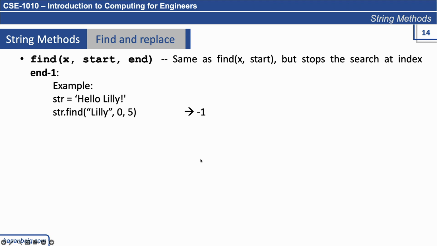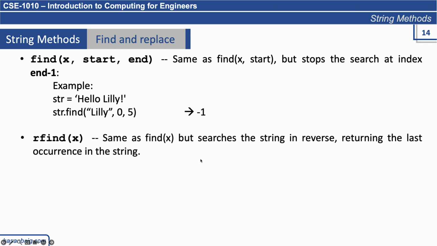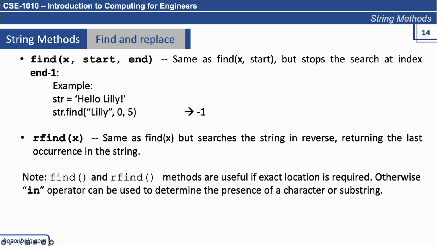Okay, good question. There is another method, rfind, which searches for the element in reverse order, starting from the last index and going all the way back to the first index, the 0th index, and returns the last occurrence in the string. So find and rfind methods are useful if the exact location is required.